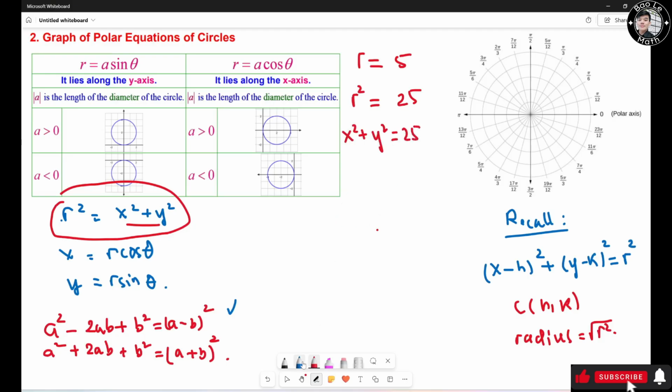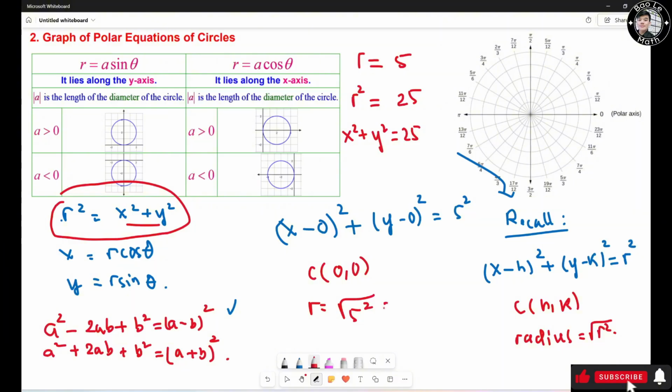And then I can rewrite this one in this form. So it's going to be x minus 0 squared plus y minus 0 squared equals 5 squared. So this is the equation of the circle in rectangular form with the center (0, 0), right at the origin, and the radius is the square root of 5 squared, so it's going to be 5. So this is the circle right here.